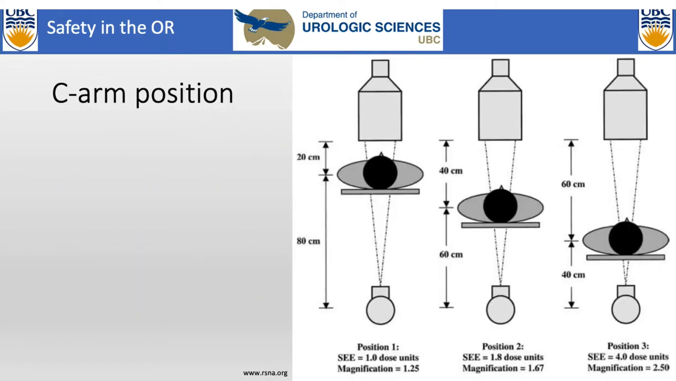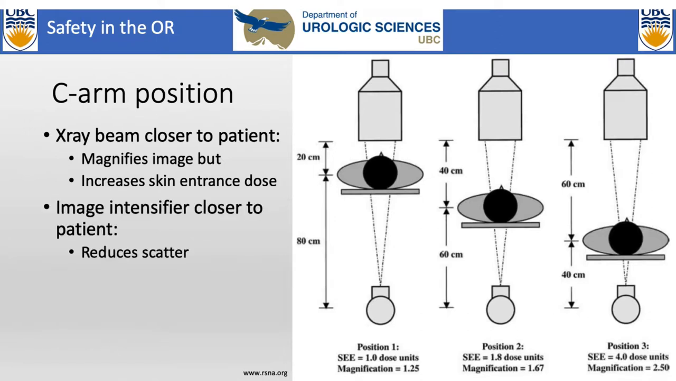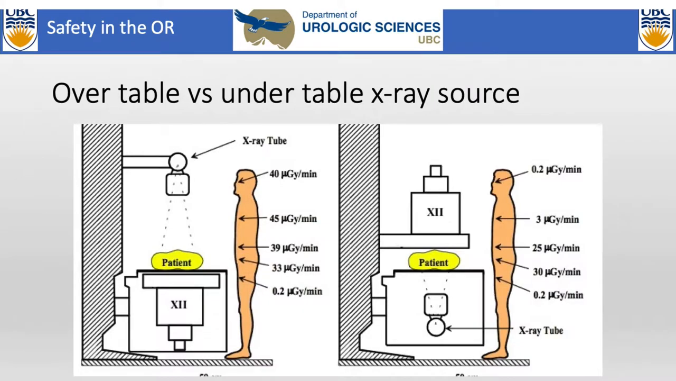The C-arm position matters. As you move the X-ray beam closer to the patient, you can see as you move to the right on the image, the dose to the patient's skin goes up significantly, so you don't want to have your x-ray source too close to the patient's skin. But what you do want to do is bring your II, the image intensifier, down closer to the patient, because it reduces scatter and prevents some of the radiation from getting out to the urologist and to other people in the room.